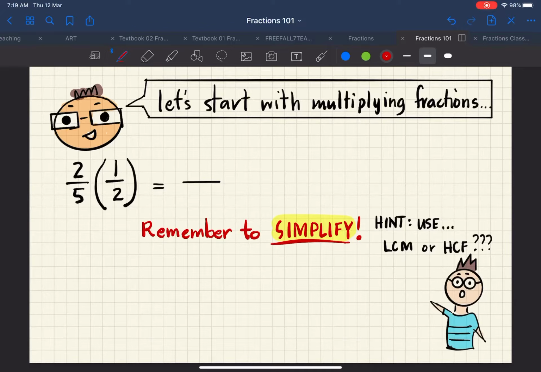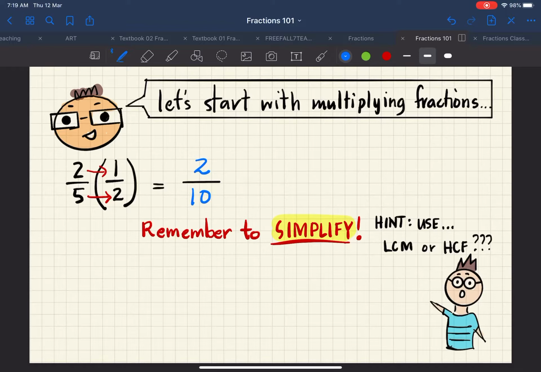Okay, here's a short tutorial about multiplying fractions, just in case you have forgotten what we talked about yesterday. When you multiply fractions, it's really very straightforward. All you need to do is multiply the numerator with the numerator and the denominator with the denominator. So this would be 2 times 1 and 5 times 2, which is 10.